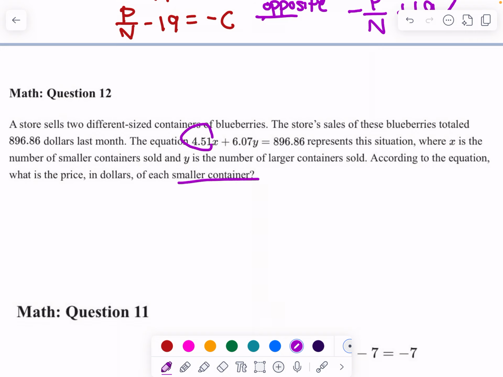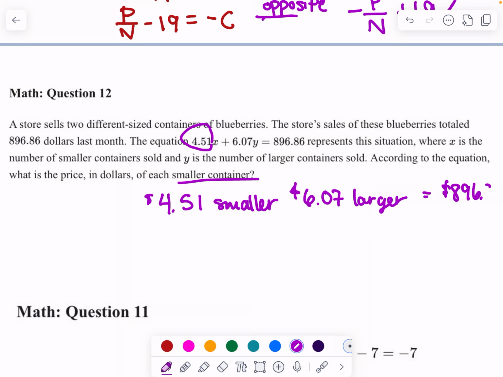So this would basically be saying it's $4.51 for the smaller container and $6.07 for the larger container. And that month they made $896.86. So that's where they got the equation. So what is the price of each smaller container? Well, it would be $4.51.